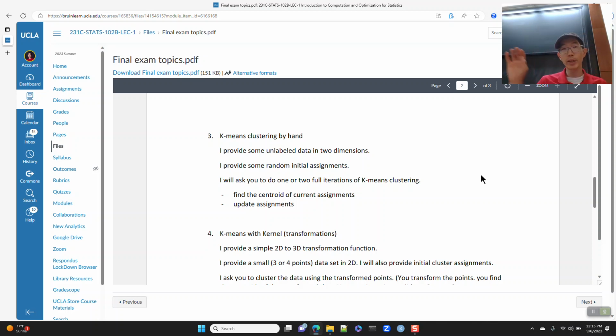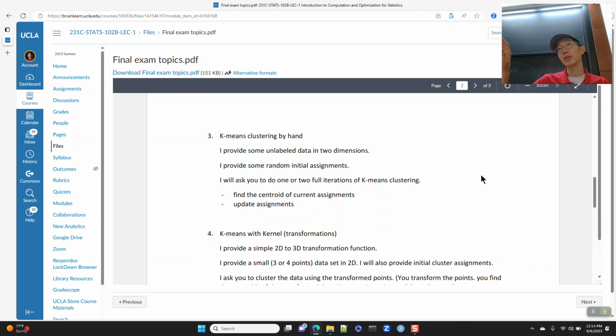And I will have random initial assignments. So I'll say, okay, point 1 is in cluster A, this is in cluster B, this is cluster A, cluster B, and so on. Then I will ask you to do maybe 1 or 2 full iterations of k-means clustering. Starting off with those random assignments, you will calculate the mean of all the points assigned to cluster A, and the mean of all the points assigned to cluster B.